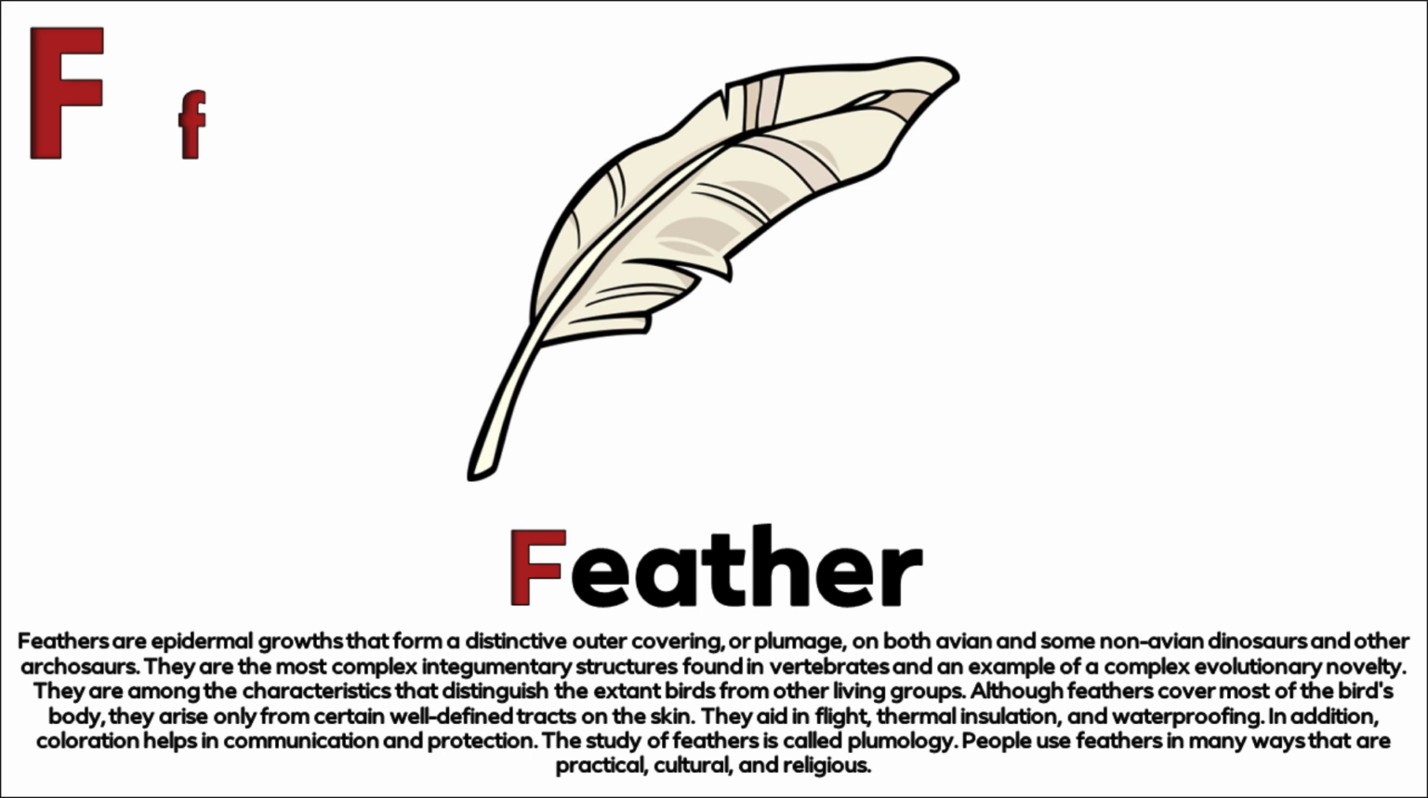F. Feather. Feathers are epidermal growths that form a distinctive outer covering, or plumage, on both avian and some non-avian dinosaurs and other archosaurs. They are the most complex integumentary structures found in vertebrates and an example of a complex evolutionary novelty. They are among the characteristics that distinguish the extant birds from other living groups. Although feathers cover most of the bird's body, they arise only from certain well-defined tracts on the skin.